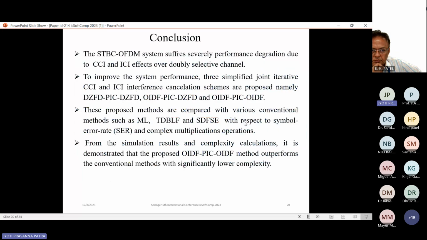So now I want to conclude my presentation. STBC-OFDM suffers from two types of interference, CCI and ICI. To improve the system performance, we have proposed three iterative CCI and ICI cancellation methods. We compared them with conventional signal detection methods, optimal ML, time domain block linear filter, and sequential decision feedback sequence estimation, with respect to performance and complexity. From the simulation results and complexity analysis, it is demonstrated that the proposed OIDF-PIC-OIDF outperforms all the conventional signal detection methods with significantly lower complexity.